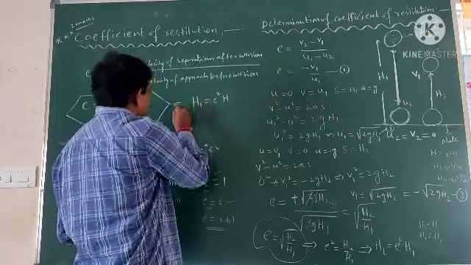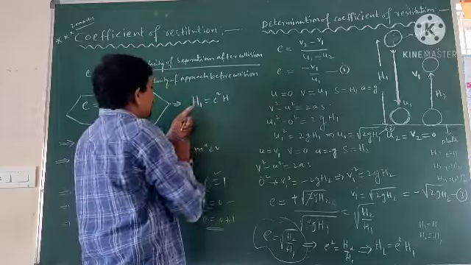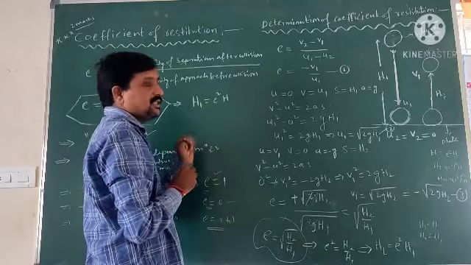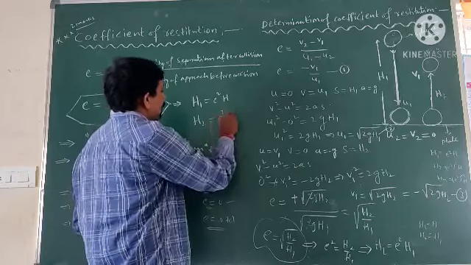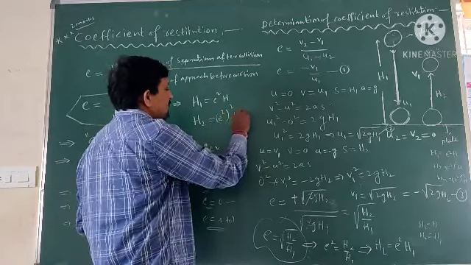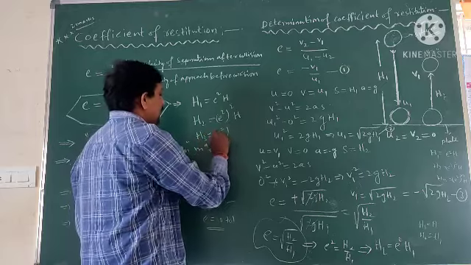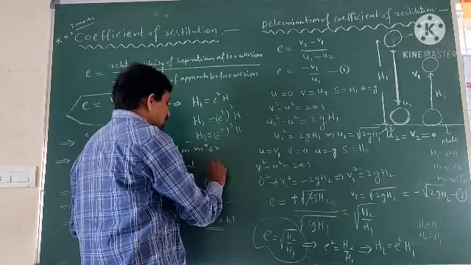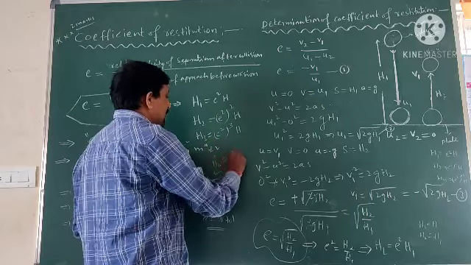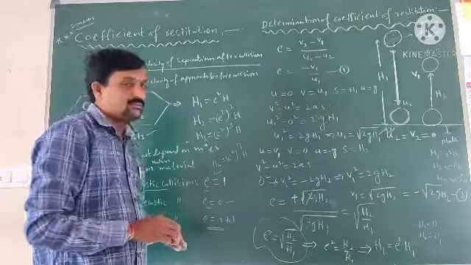So after the first bounce, the height of the sphere h1 is equal to e square into h. Next, second bounce, h2 is equal to e square whole square into h. Third bounce, h3 is equal to e square whole cube into h. And nth bounce, hn is equal to e square to the power n into h. Thank you.